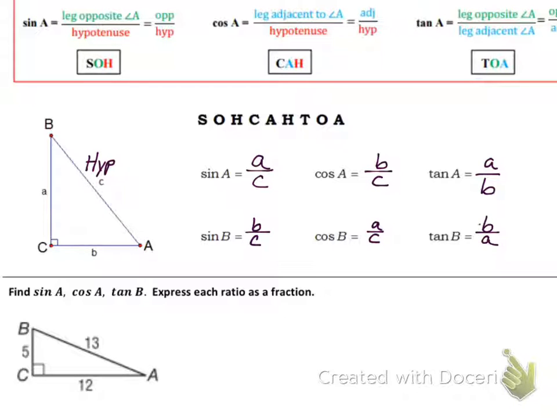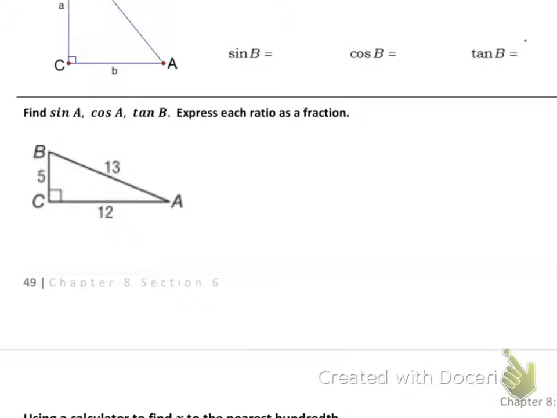Okay, so that's how we do it. It's still the same stuff. As long as you remember SOHCAHTOA, it all works the same as what we did with tangent. So if I'm supposed to express each of these as a ratio, and I want to find sine of A, can someone tell me what sine of A equals?